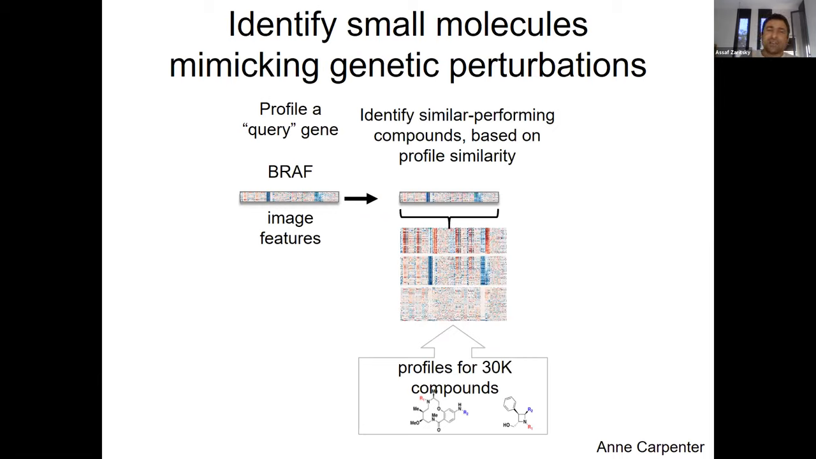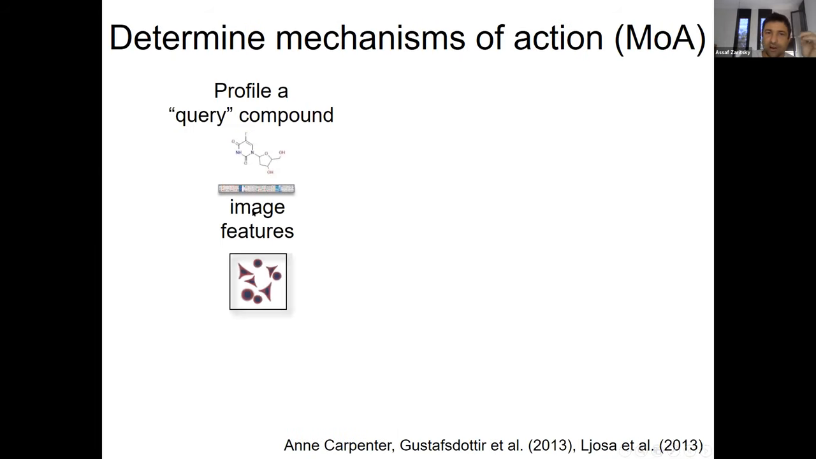So I think I talked about it a few slides ago. This is just more specific. You want to identify small molecules that mimic genetic perturbations. You take a genetic perturbation where you know what happened, and then you take all your screening data, all your cell profiles, and you look for ones that are similar in their profile to what you were looking for. And then in principle, you say, oh, this could be a good candidate for a small molecule inhibitor of this specific target. And the mechanism of action is the other way around.